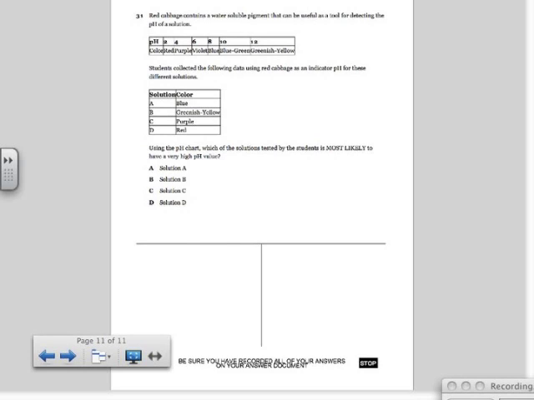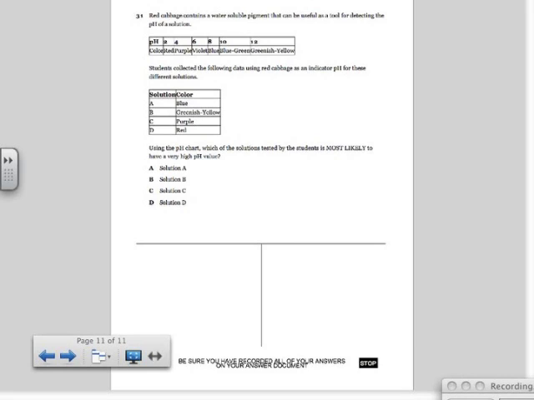Okay, last question. This really goes in line with the lab we did earlier this 6 weeks. It says red cabbage contains a water-soluble pigment that can be useful as a tool in detecting the pH of a solution. So it shows the pH number as well as the color. So 2 is red, 4 is purple, 6 violet, 8 blue, 10 blue-green, and 12 greenish-yellow. Students collect the following data using red cabbage as an indicator pH for the different solutions. A is blue, B greenish-yellow, C is purple, D is red.